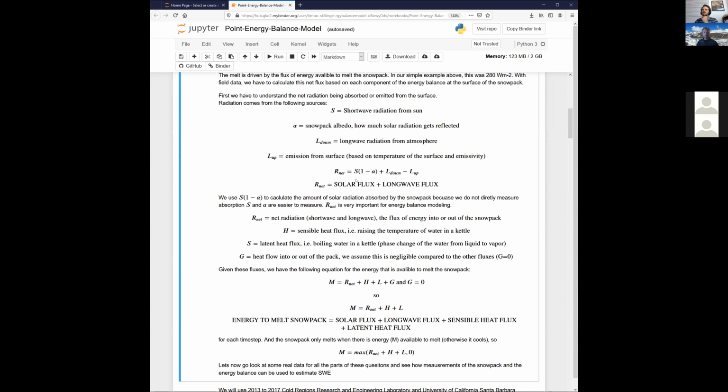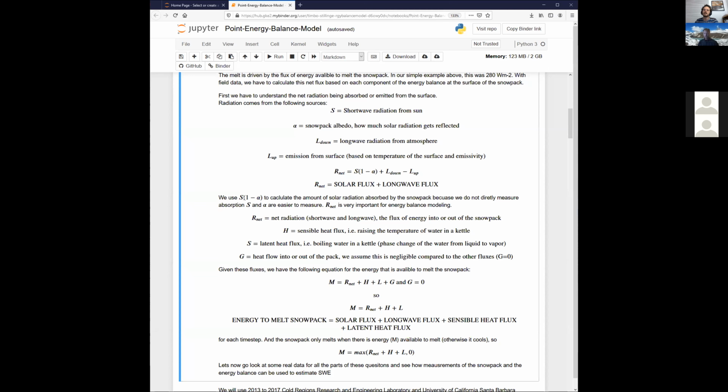So why do you think we don't just measure the absorbed solar radiation in the snowpack? The main reason is we really can't measure that directly very easily. It's really difficult to actually measure how much energy is absorbed in the snowpack from the sun, but it's very easy to measure how much energy is reflected by the snowpack. And so if we know how much is reflected, we can do 1 minus the reflected amount to get at how much is actually absorbed by the snowpack.